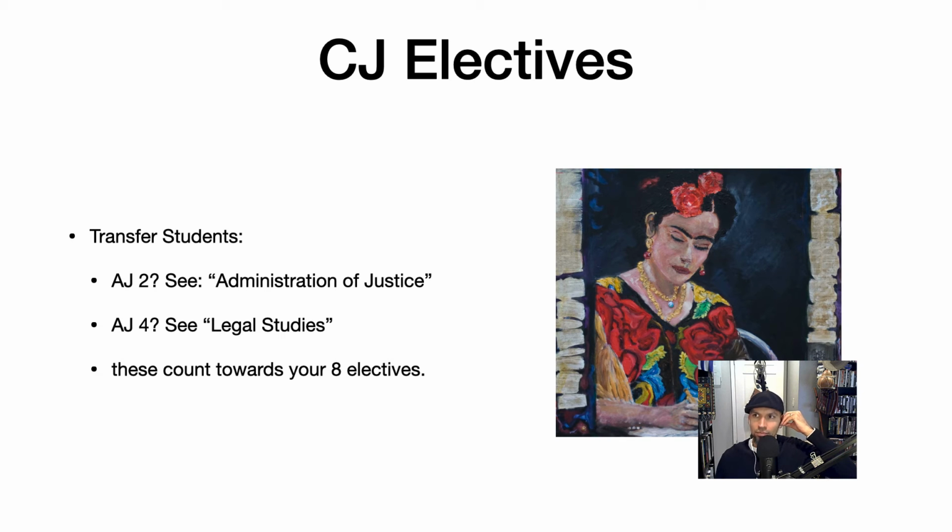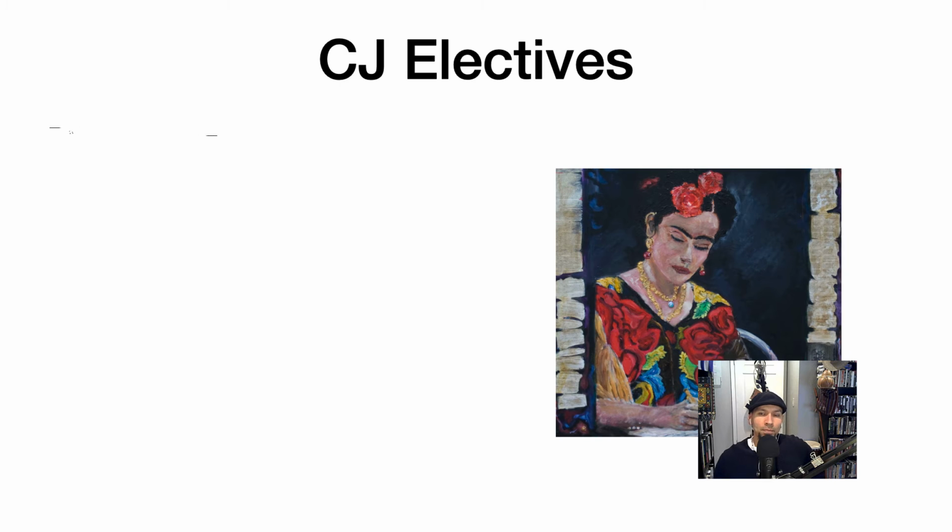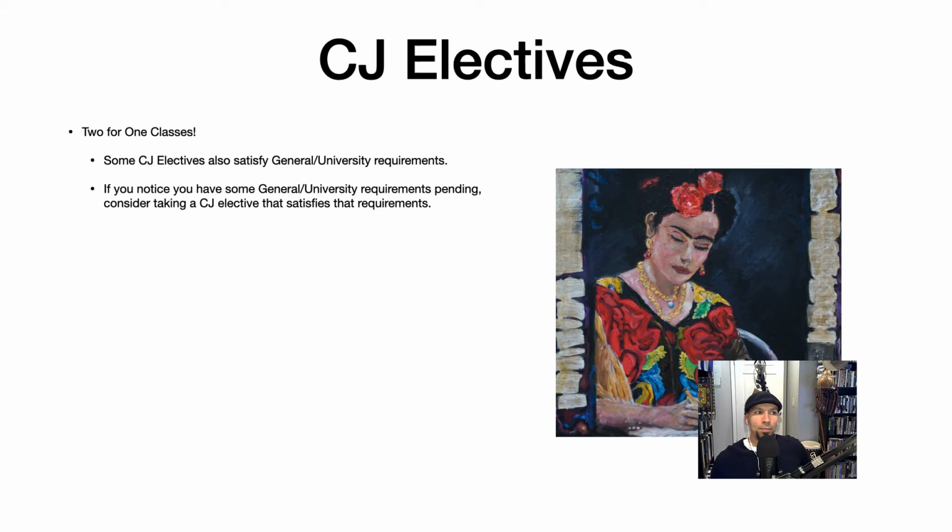Now, moving forward, I want to give you all a heads up about 2-for-1 classes that you can take. Some CJ electives also satisfy the general or university requirements. So when you look at your degree progress report and you notice you have some general university requirements that are pending, that means that they have a red box next to them. You might be able to find a CJ elective that satisfies that requirement or requirements.